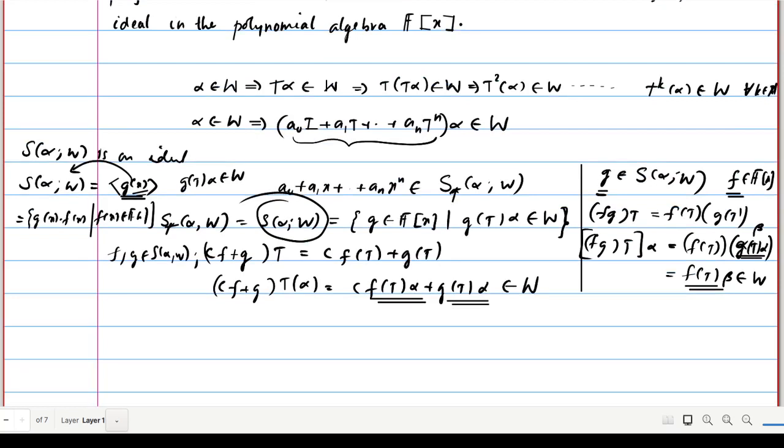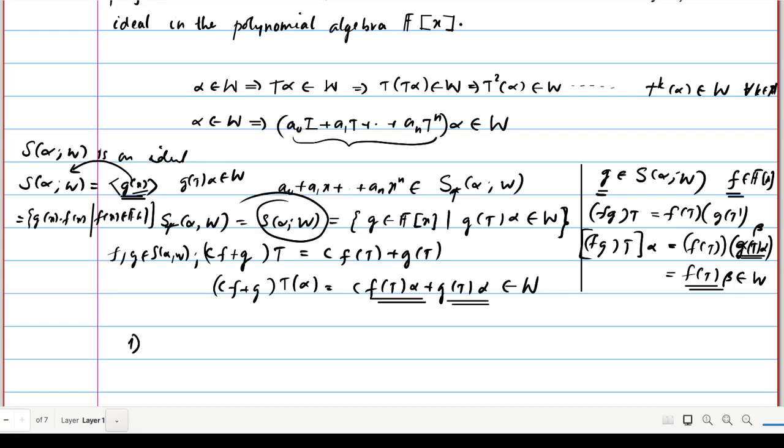So now onwards, the g has more relevance than this S(alpha; W), because any element of S(alpha; W) can be obtained from this g(x). This g(x) is now onwards called the T-conductor of alpha into W. So any element of this S(alpha; W) is a multiple of this g.